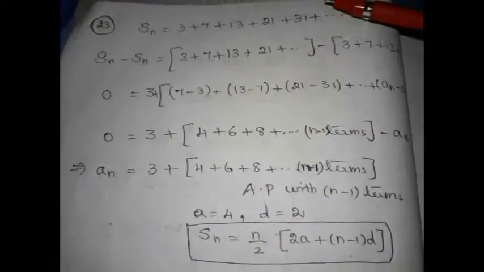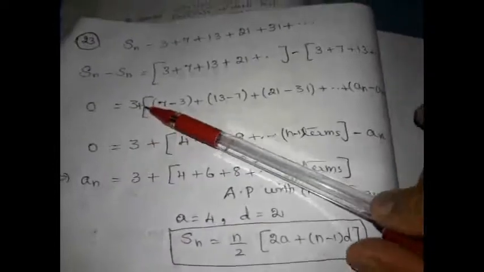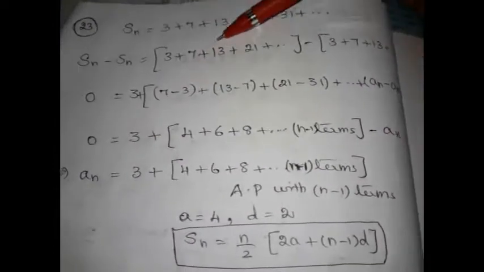Now see, what are we going to do now? We need to find the Sn of this. We are going to subtract the same series from the same series. We are going to subtract Sn minus Sn, right? 3 plus 7 plus 13 plus etc., the same series.